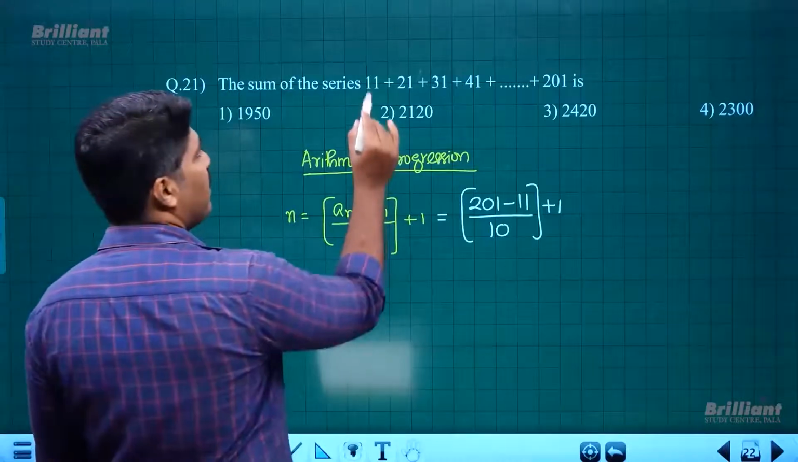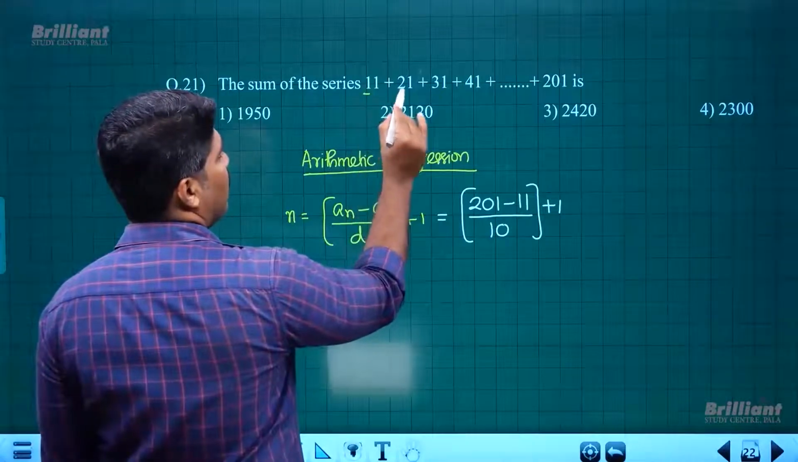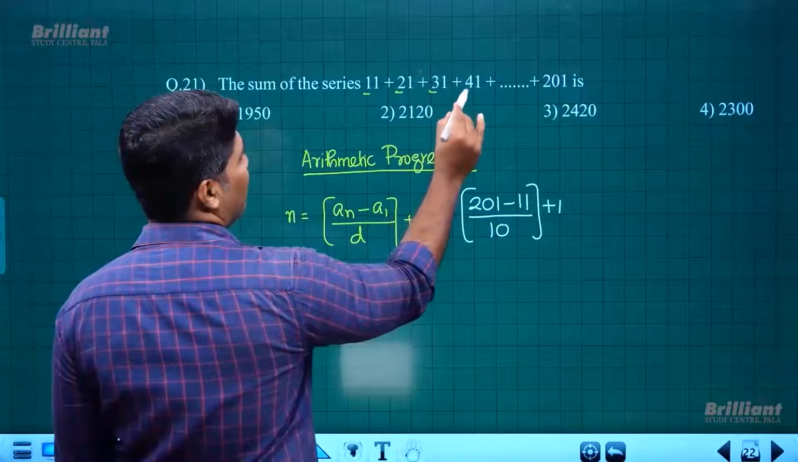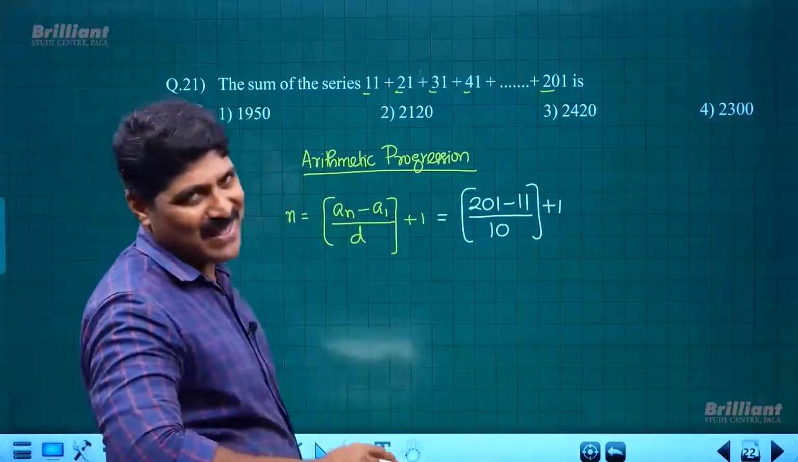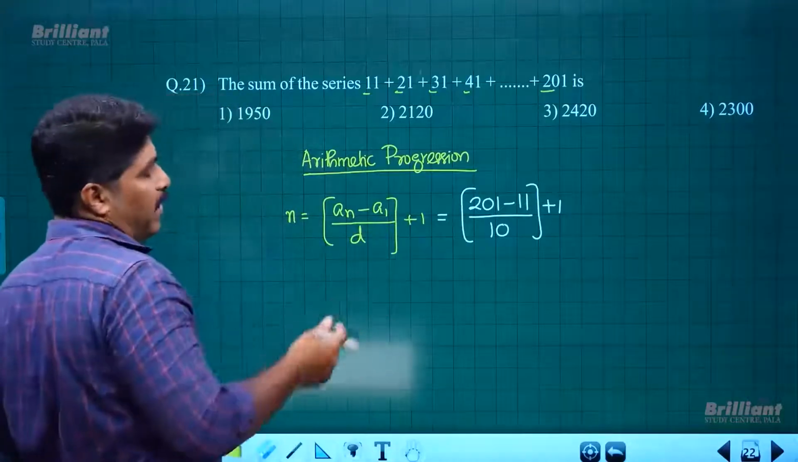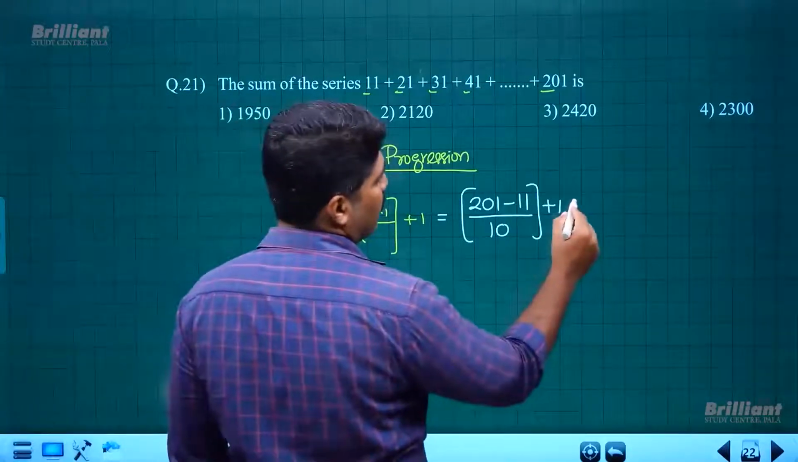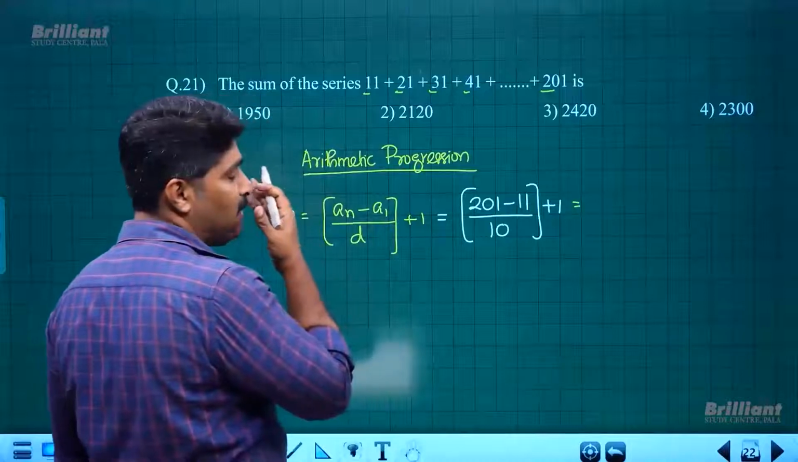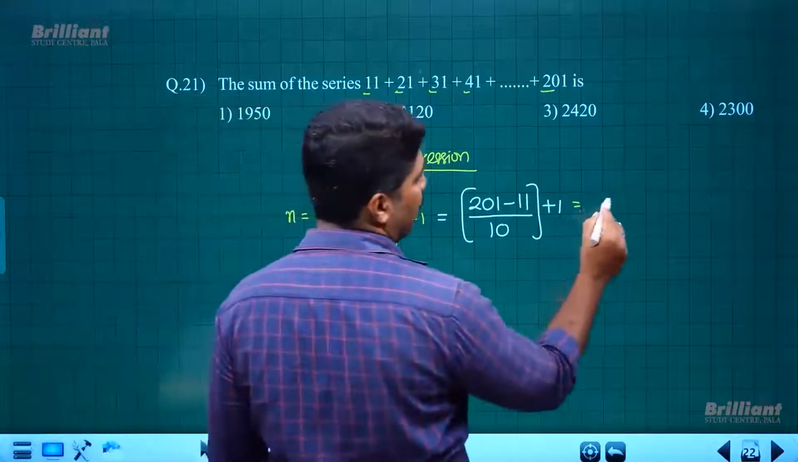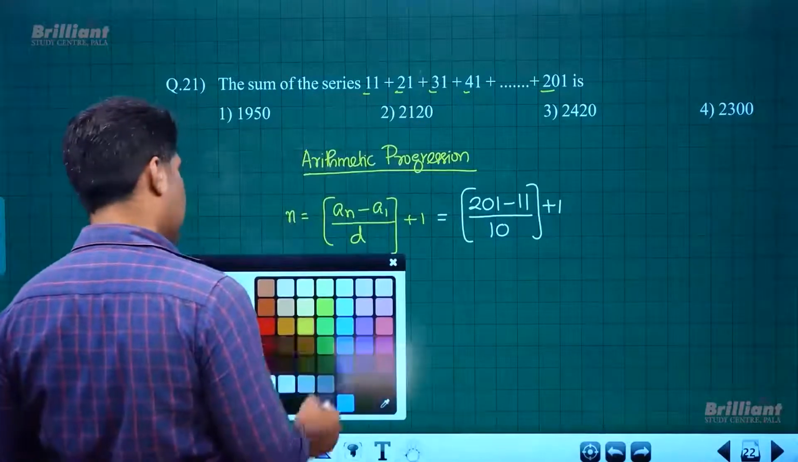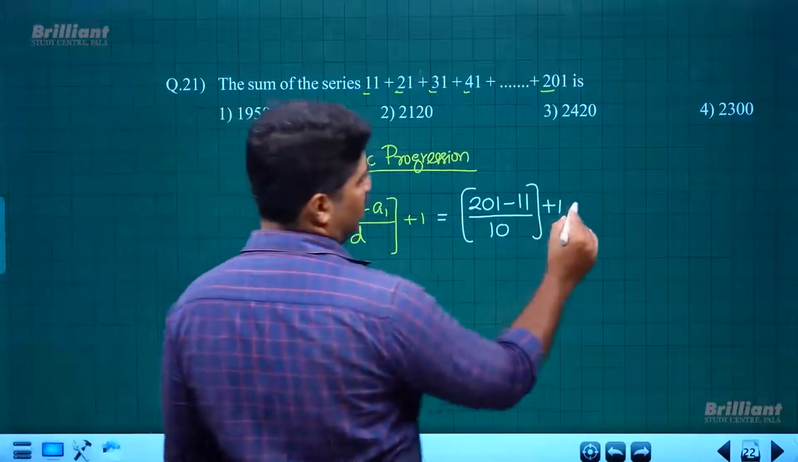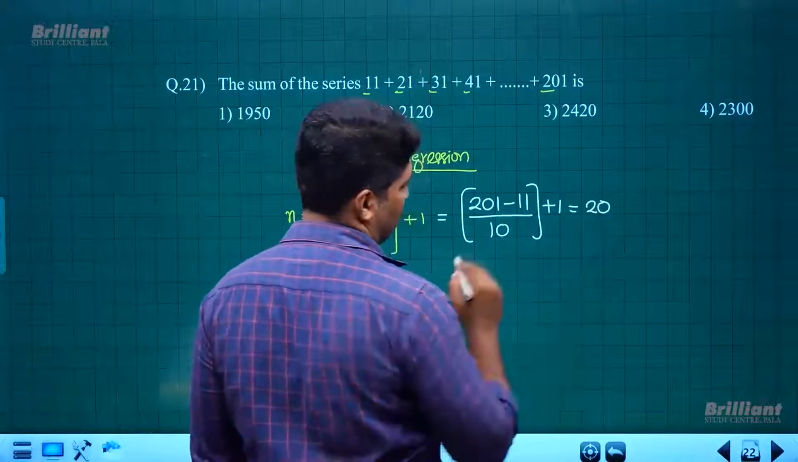So like this way, or easily you can catch without doing this kind of calculation. What's a tricky way here? You just consider this is 11, 21, 31, 41, etc., 201. So 20 such observations there. That's a simple thing. Through this result, 201 minus 11 is 190, by 10 is 19, plus 1, which is equal to 20. There are 20 such observations. That's the first understanding.